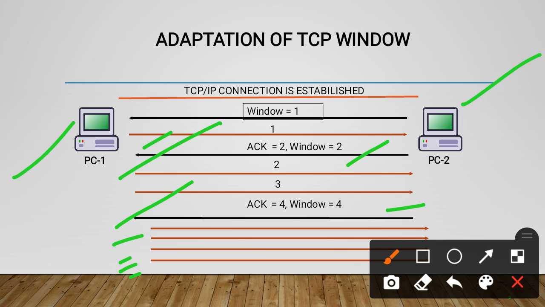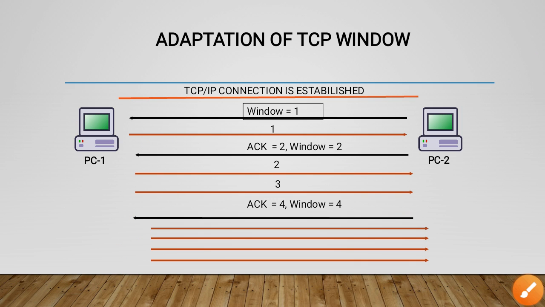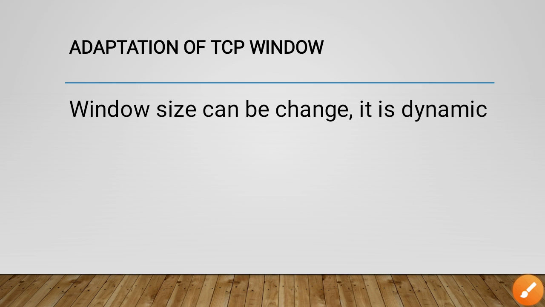That is nothing but the window. So it is a dynamic windowing size. The windowing size can be changed and it is dynamic. So with the help of adaptation of the window, we start with a slow window and can reach the maximum, so that we know how much data can be received at the receiver, and no congestion occurs. So that is the adaptation of the TCP window.